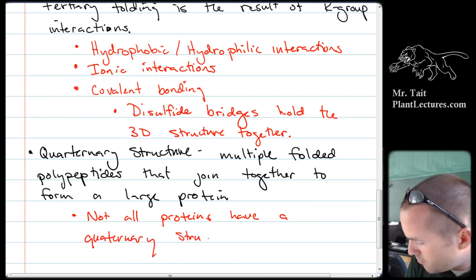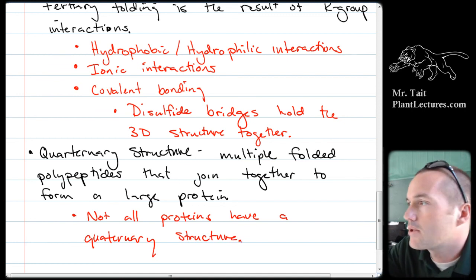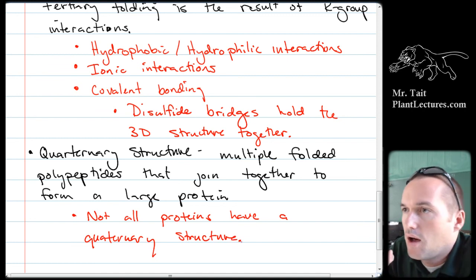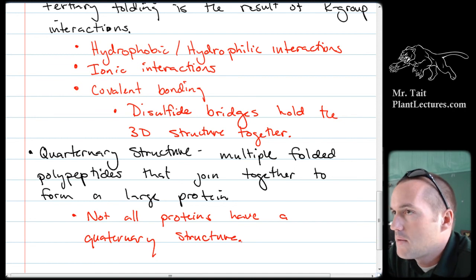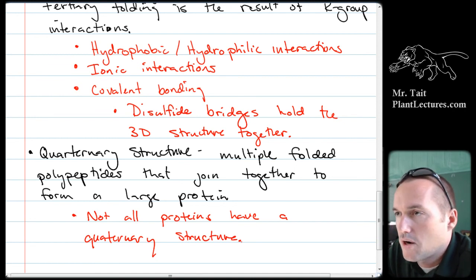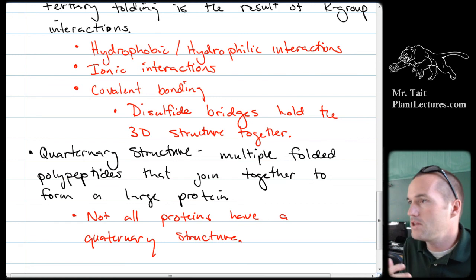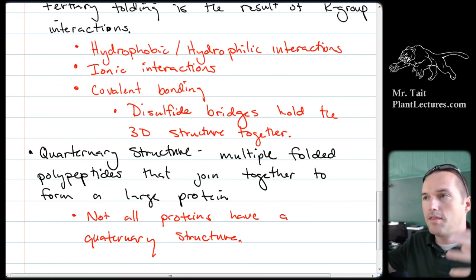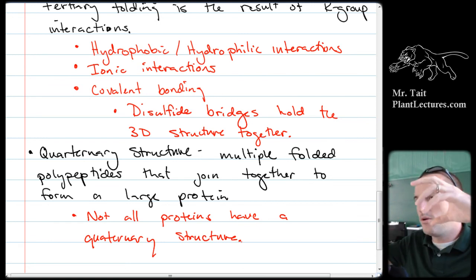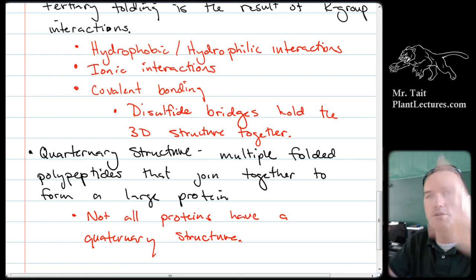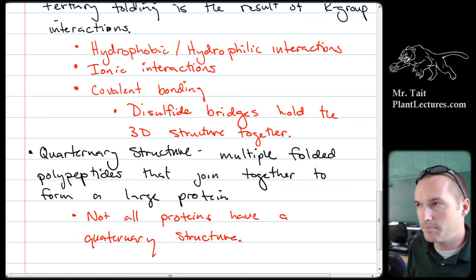but a lot do. We talked about one already in here that does, and that is hemoglobin. Hemoglobin is made of 4 separately produced polypeptides, 2 that are called alpha chains and 2 that are called beta chains, and they fold on their own, and then they come together to form one large protein, which is hemoglobin.